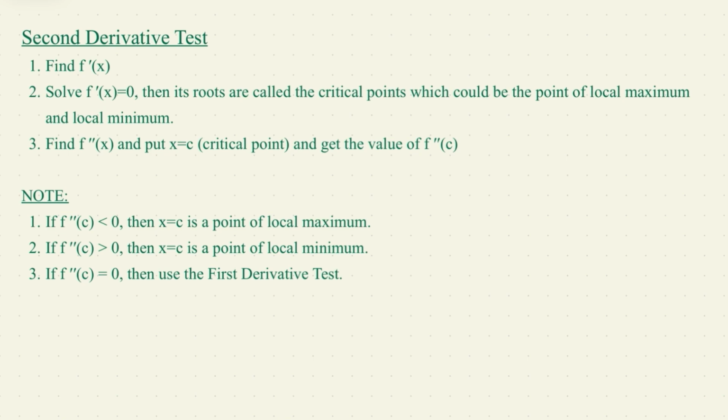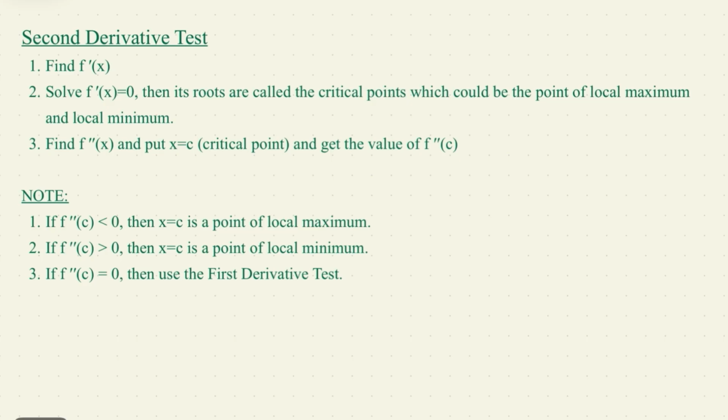Now if the value of f double dash c is negative, then that c is called the point of local maximum, and if f double dash of c is greater than 0, then that c is called the point of local minimum, and if f double dash of c is equal to 0, then we have to go back to the first derivative test. So these things you have to copy in your formula book or wherever you want to.